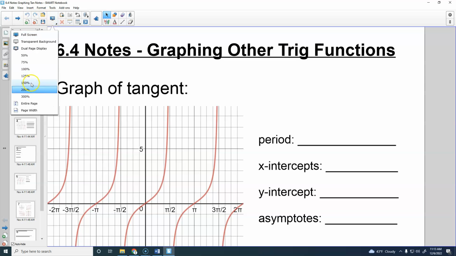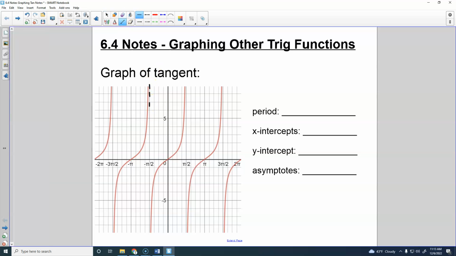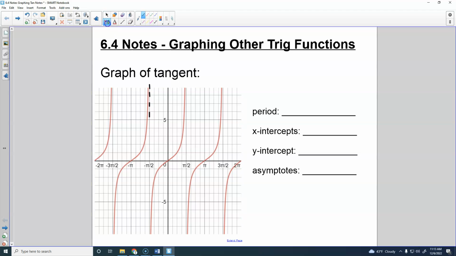So let's zoom a little bit. Okay, so here's what the graph of tangent looks like. Tangent is going to have vertical asymptotes at negative pi over 2, pi over 2, 3 pi over 2, and so on, right?